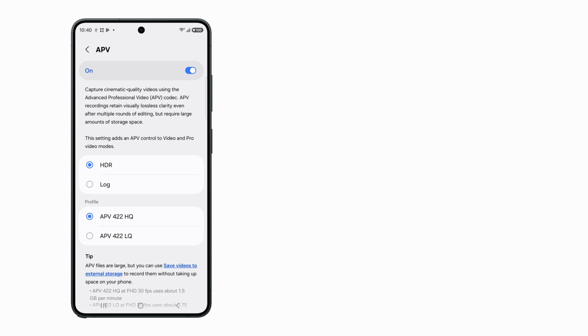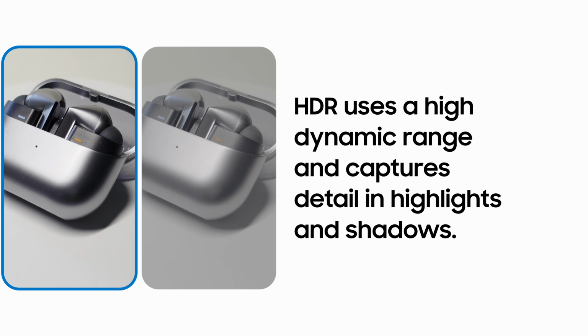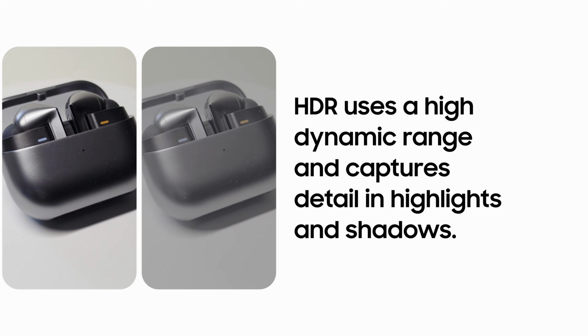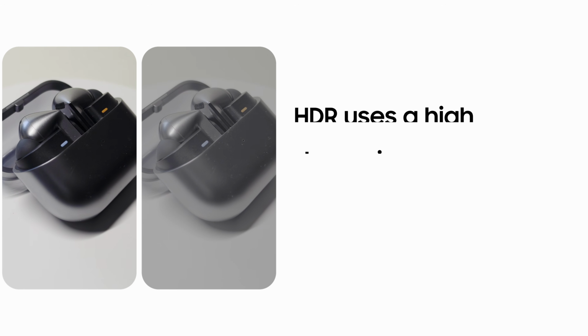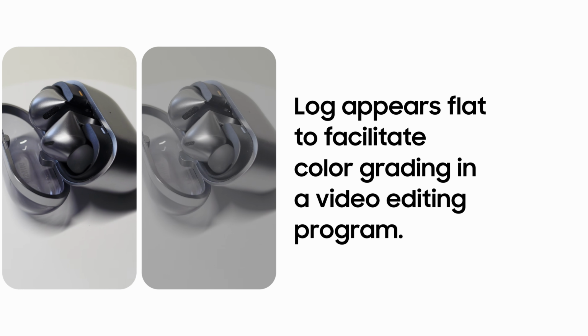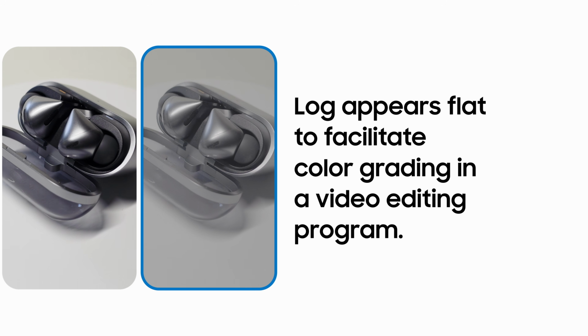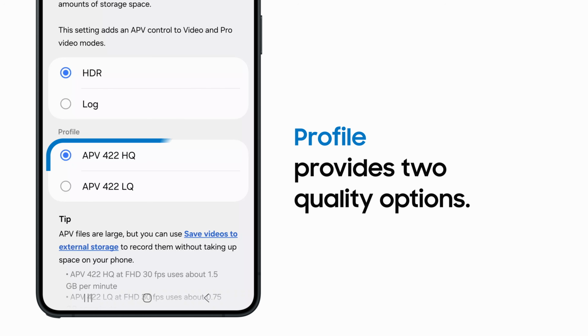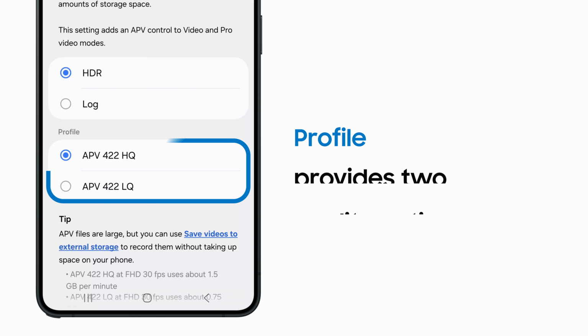From the two recording types, the default is set to HDR, which takes advantage of a high dynamic range to more accurately capture highlights and shadows. If you're planning on color grading the footage in post-production and would rather shoot using a log gamma curve, select log instead. Note that you also have two profiles below. LQ produces files about half the size of HQ at the expense of some details and color accuracy.